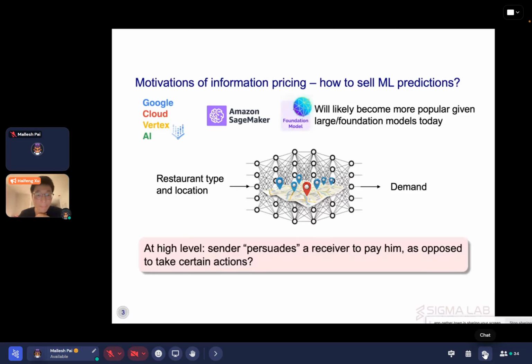At a high level, how is this problem related to persuasion or information design? Well, you could think of this as a problem where a sender tries to persuade a receiver to pay him, as opposed to persuading the receiver to take certain actions. You don't care about whatever action the receiver takes. You only care about how much it pays you. So that's the pricing of information problem. And we'll make this intuition slightly more concrete in the coming slides.